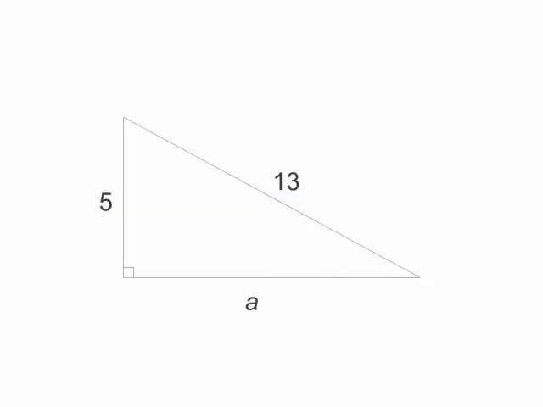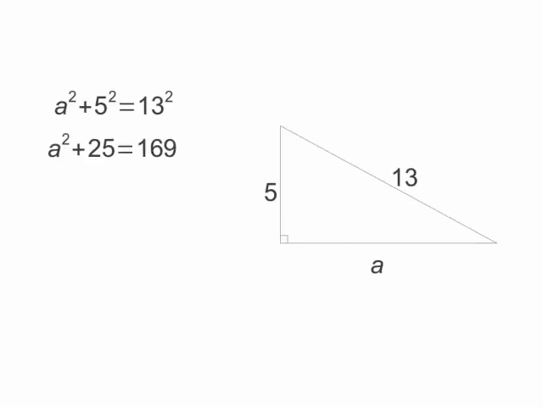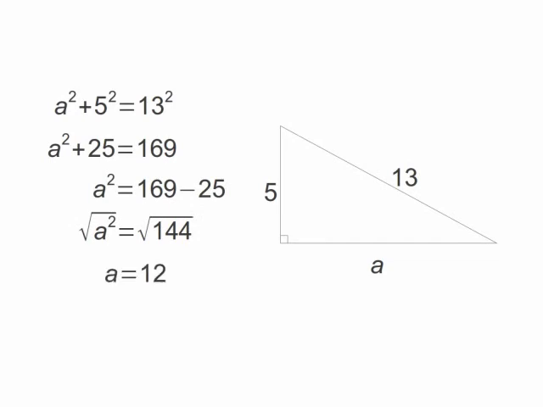Back to our triangle problem. Since we know a leg and the hypotenuse, we'll plug those into the formula. The missing leg length is 12 units long.